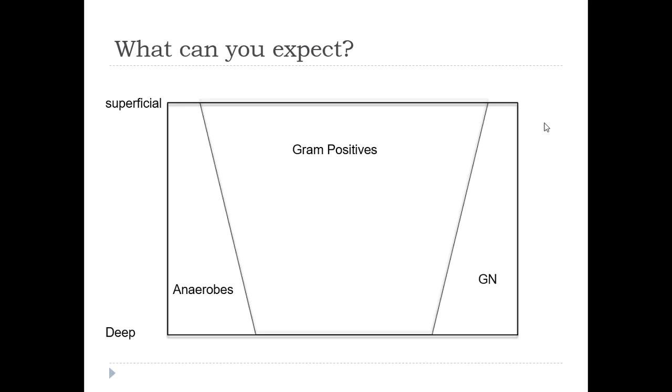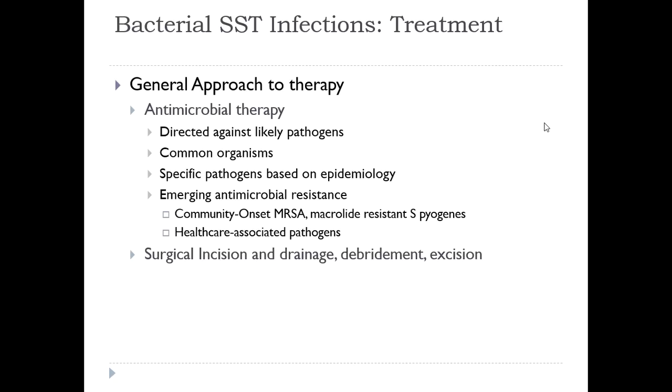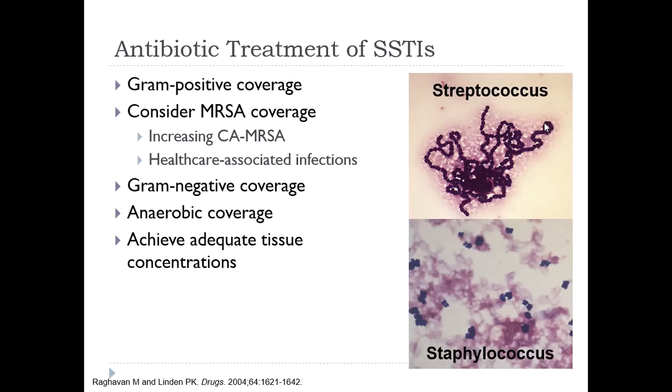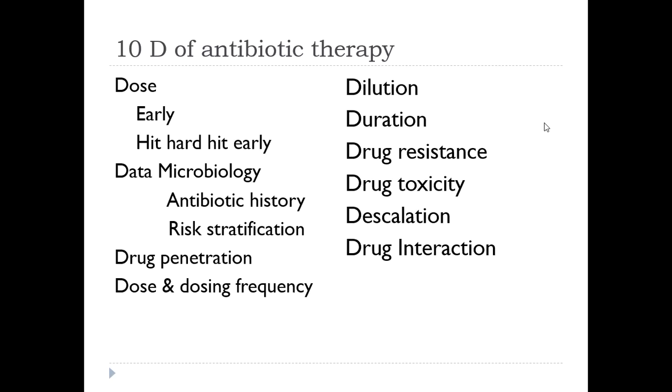So what can you expect? Usually the superficial infections are gram-positives. So you can safely give a gram-positive cover unless you have a risk factor for other organisms. As you go deeper into the tissues, anaerobes and gram-negatives become common. So this type of cover we are looking at, and one should be careful. Not going into a lot of detail, but you should be able to cover gram-positives, gram-negatives and anaerobes if the infection is deep.